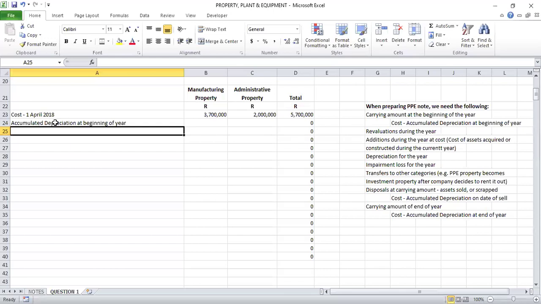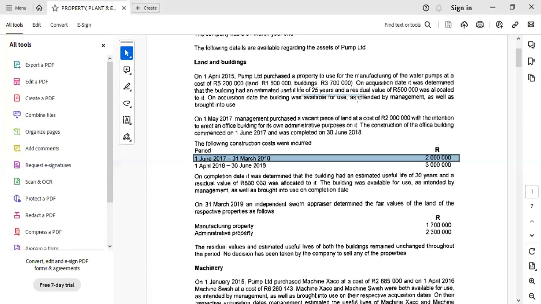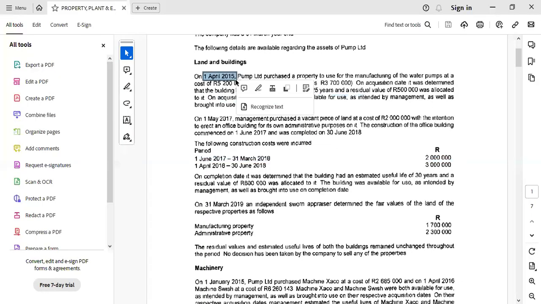We know that at the beginning of the year, this manufacturing property had already been available for use. It was available for use on acquisition date. So that means from 1 April, it was available for use. By the beginning of the year, 1 April 2018, this manufacturing property had been available for 3 years exactly, from 1 April 2015 to 1 April 2018.